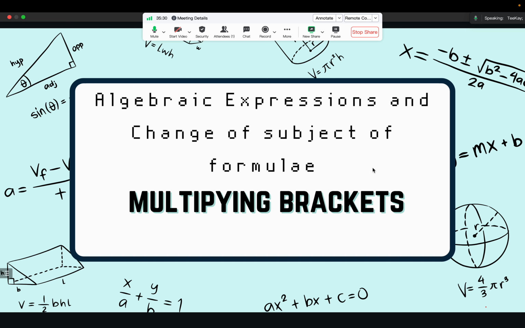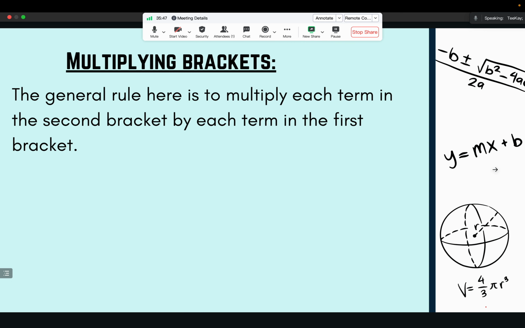Hello, welcome back. Today we're going to continue from where we left last time, which is algebraic expression and change of subject of formula. But today we're going to move on to multiplying brackets. So, without wasting any time, let's dive right in.